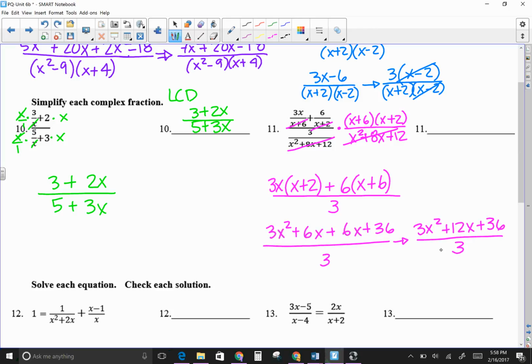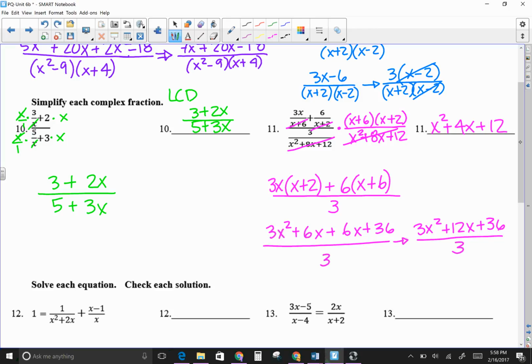And you need to notice that 3 actually goes into each of those numbers. So 3 into 3 is 1x squared. 3 into 12 is 4x. And 36 divided by 3 is 12. So that's what we have.